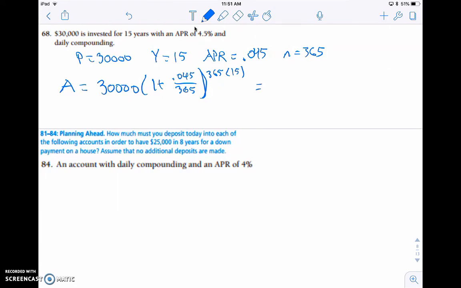As we compound more, so this time we're compounding 365 times, the more times we're getting that interest and earning more money. So we're compounding daily at 365, and if we type this in here, I get about $58,918.54, so 54 cents. So that's how much you'd have after 15 years with an initial investment of $30,000, compounding daily at 4.5% APR.